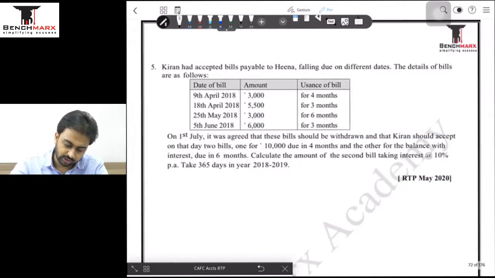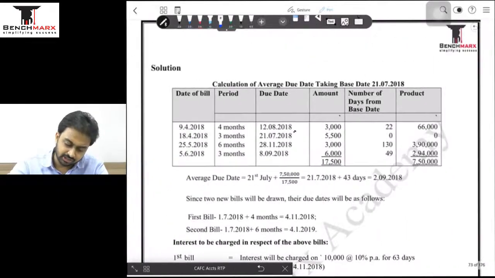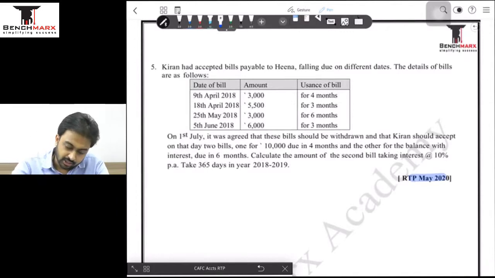So we will not solve this question, which means I will solve the next question, and this question is from RTP May 20. ठीक है, इसके बाद I think account current starts. That means this is the last question of ADD from the past RTPs. Let us start. Kiran had accepted bills payable to Hina, falling due on different dates. Obvious reason, ठीक है. The details of the bills are as follows. Amount is 3,000, duration is 4 months, then amount is 5,500 for 3 months, 3,000 for 6 months, and 6,000 for 3 months, and so we've got 1, 2, 3, 4 bills.